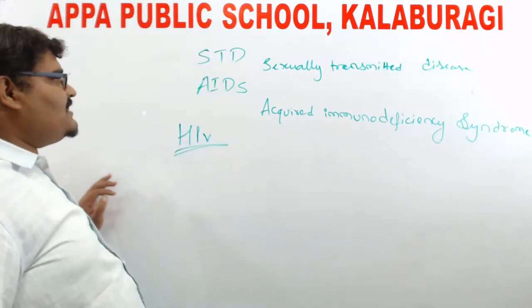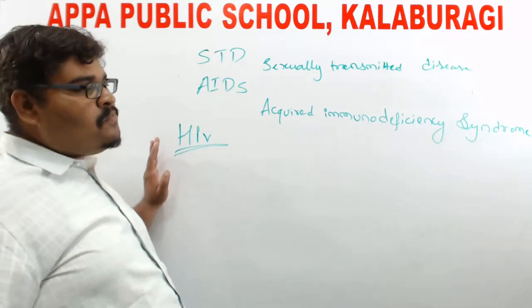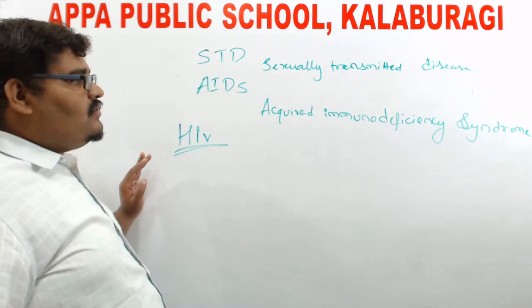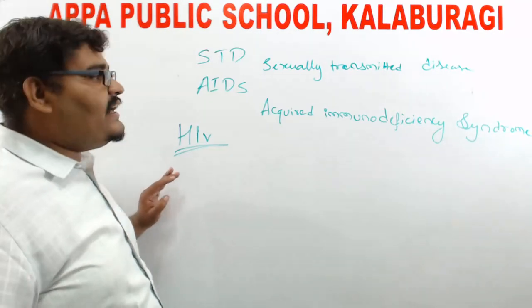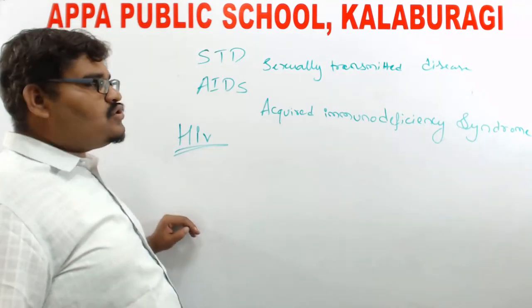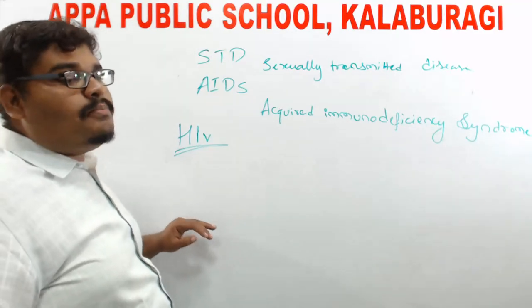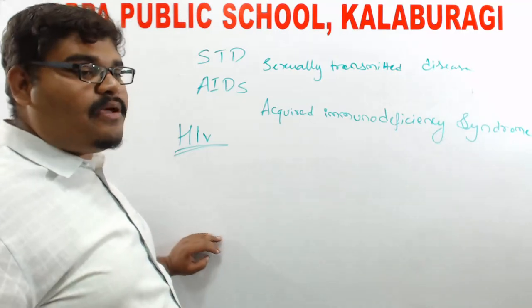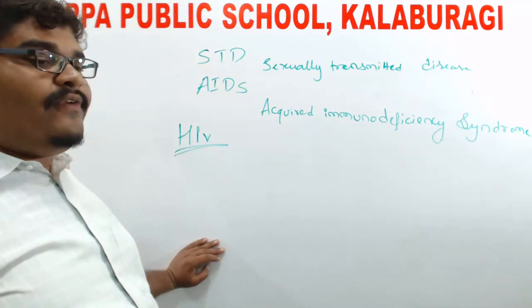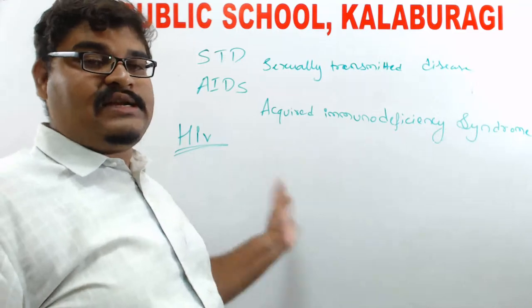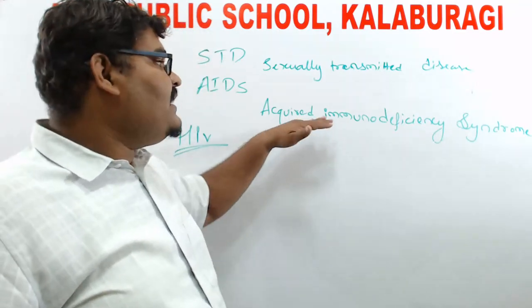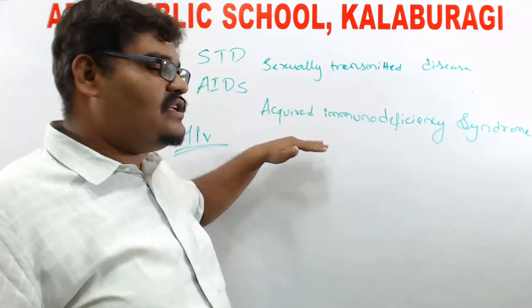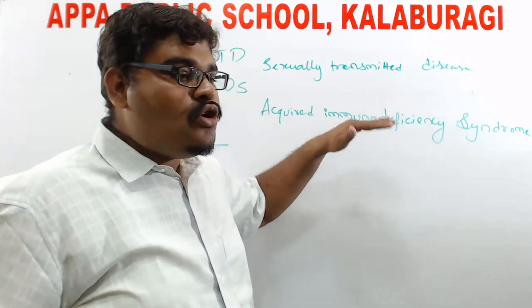Once a person gets infected with HIV, what happens? Day by day he loses his defense mechanism, that is, he loses his immunity. So when he loses his immunity, because of simple causative agents, he may die. It may be fatal to him. Even if he is just undergoing some dust allergy, he may die because his immune system has completely broken down.